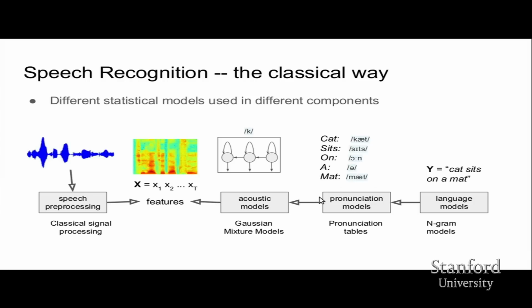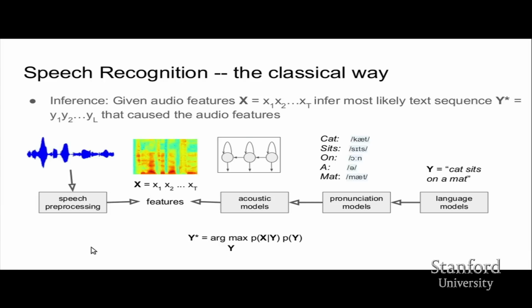The pronunciation models were just simple lookup tables with probabilities associated with pronunciations. Most words will have at least a couple of pronunciations, and if you have an accent, things change further. So these pronunciation tables would just be very large tables of different pronunciations. Acoustic models, as I said, would be Gaussian mixture models, and the speech processing was predefined.